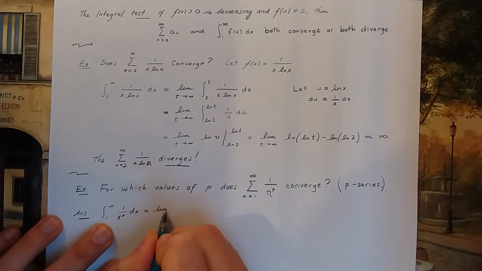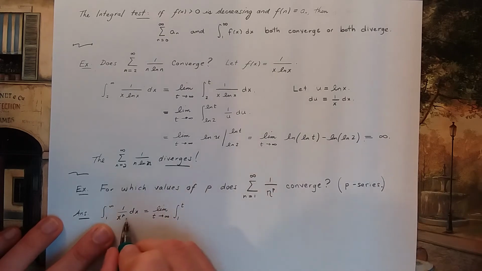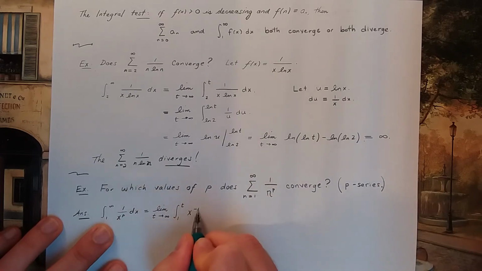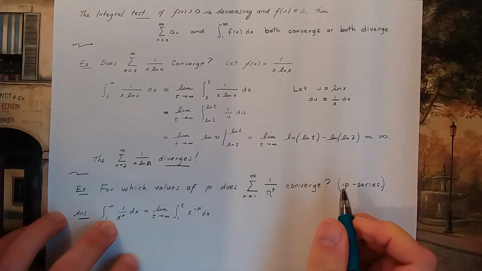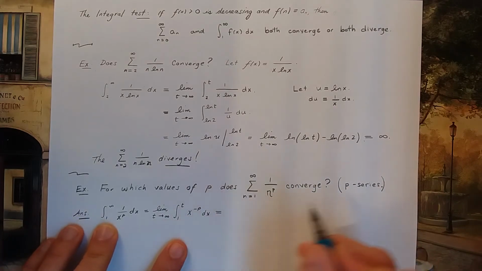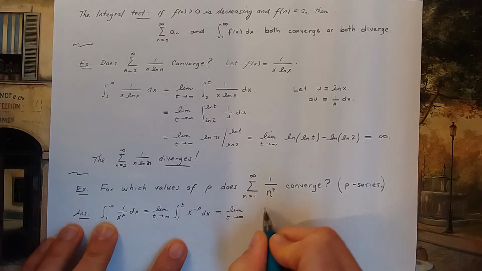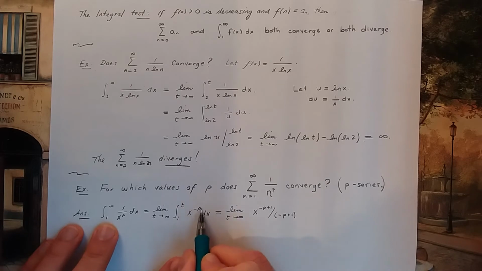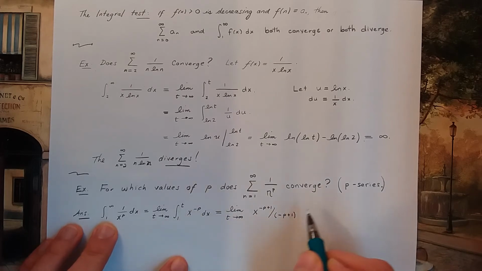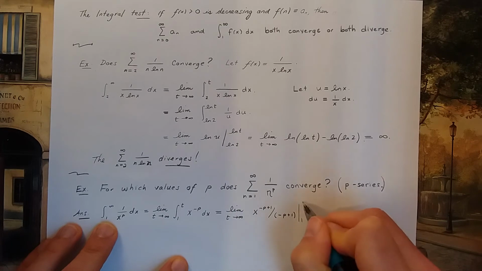So I evaluate the integral, I get the limit as t goes to infinity, integral from 1 to t. Now, I'm going to rewrite this as x to the negative p dx, and when I integrate, I get x to the negative p plus 1 power divided by negative p plus 1. Because when you integrate a power of x, you add 1 in the exponents and divide. This will be evaluated at 1 and t.